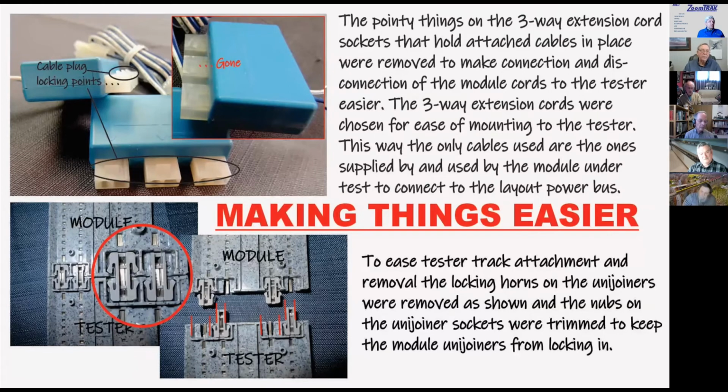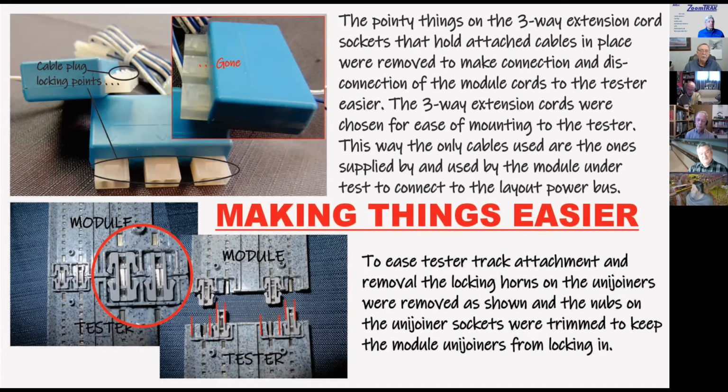So we'll start building. Now, the first thing is we're making things easier here. The pointy things on the three-way extension cord sockets that hold attached cables in place were removed to make connection and disconnection of the module cords to the tester easier. Sometimes those things can be a pain. The three-way extension cords were chosen for ease of mounting to the tester. This way, the only cables used are the ones supplied by the module under test to connect to the layout power bus. No extra cabling or anything like that is required.